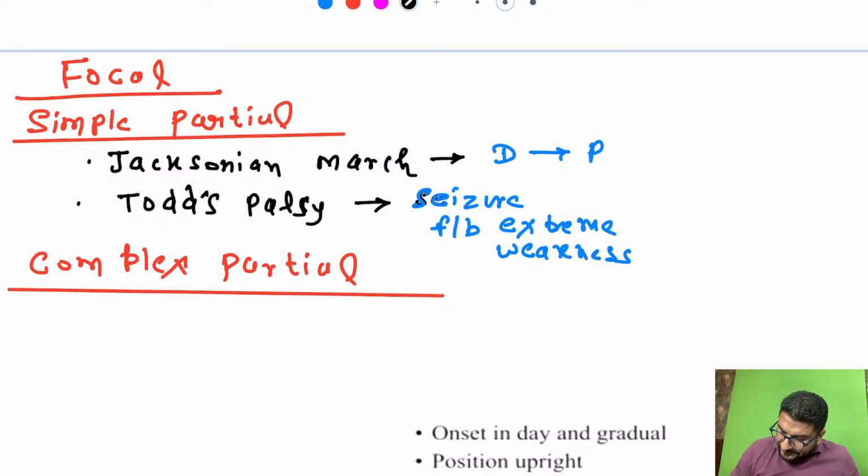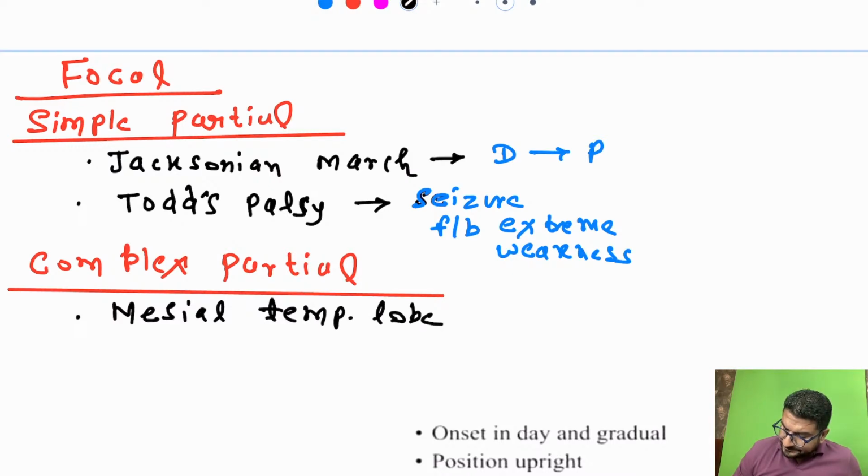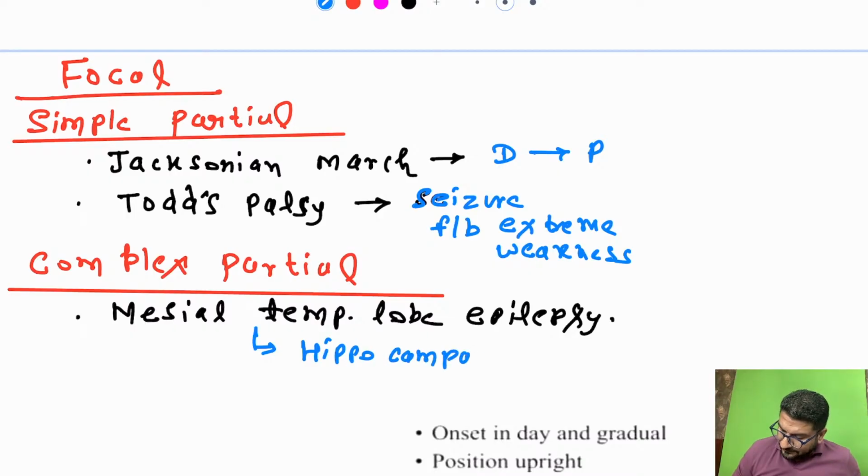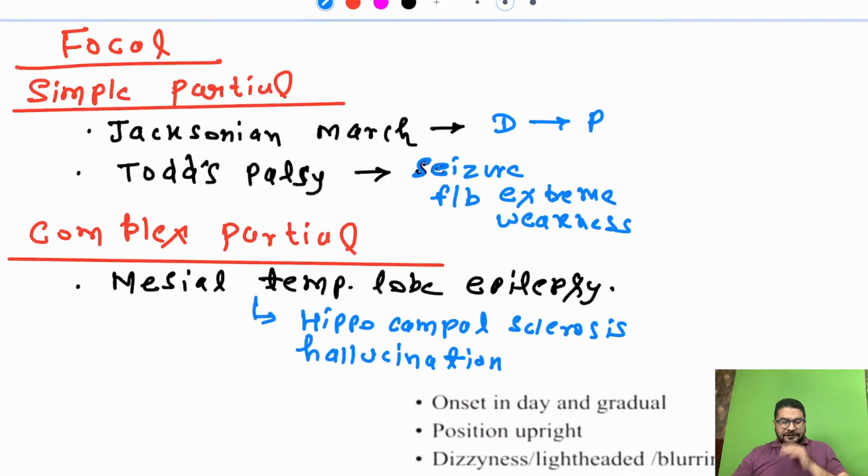Now complex partial seizure, here we have a term, we call this mesial temporal lobe epilepsy. Now see here, you will see temporal lobe involvement is there. Why? Because the patient is having sclerosis in the hippocampus. So there is hippocampal sclerosis, and because of this the patient will have hallucination. So this is what we see in complex partial seizure.